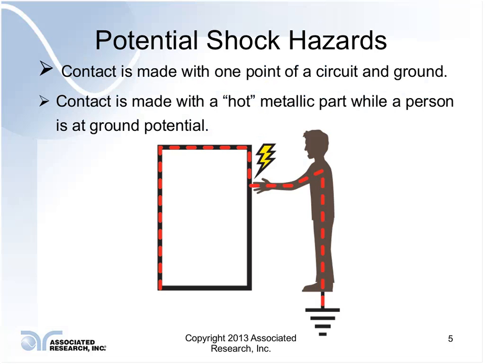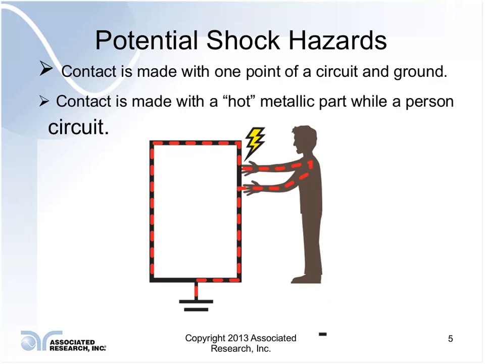So if you make contact with a hot metallic, and what I mean by hot is that you have, let's just say, line voltage, or there's electrical current flowing through this metallic point. And you're at ground potential, and the current sees you as a low resistance path to ground or as the lower resistance path to ground, that's going to be a problem. So that is technically a shock hazard.